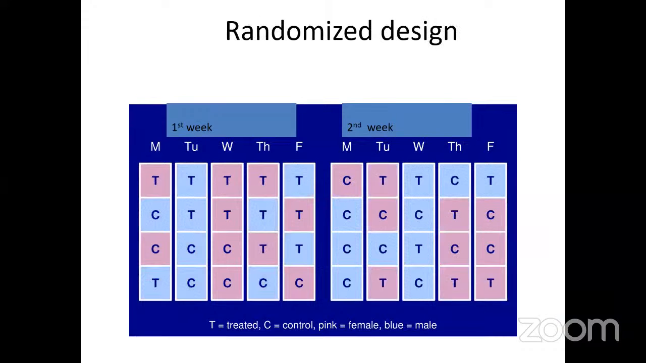Imagine you are doing this design, where we will test a person who has been given a drug, a female, and then you will be testing the control, that means who has not been given a drug, a male, and so on. T means treated, C means control, blue means male, pink means female. So that's one approach one can think about, but still this is not a very good design.